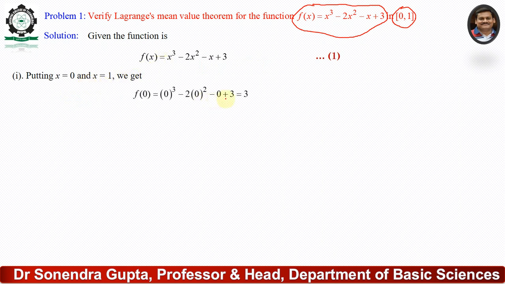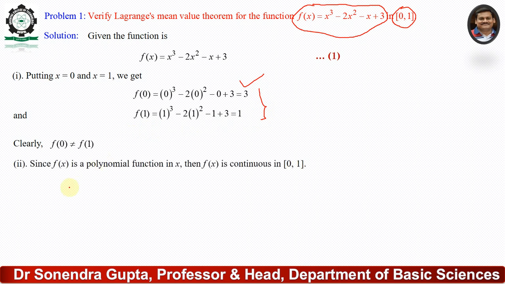f of 0 gets the value 3. Similarly putting x equal to 1 in equation number 1, we get 1. Definitely both the values are not equal, that means f of 0 is not equal to f of 1. The second point, f of x is a polynomial function in x, then f of x is continuous in the closed interval. Definitely.